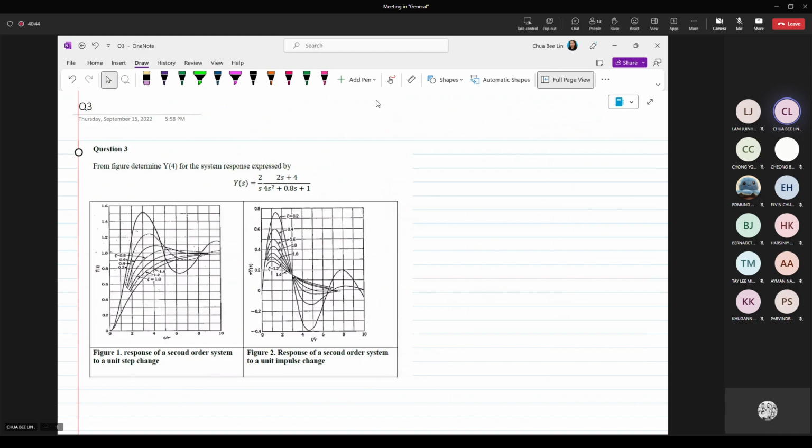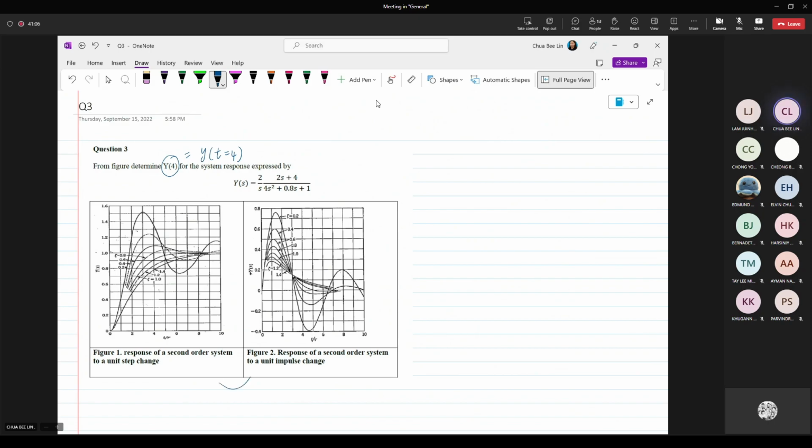So this question 3 is like the one where the graph is given to you. They want you to actually solve y(4). So this y(4) is in t response. Supposedly it should be t equals 4. They want you to find the y value at time equals 4 using the 2 graphs given here.